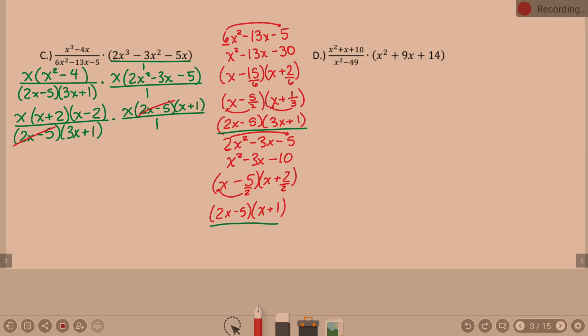What else? Unless we've made a mistake, nothing else cancels, does it? I don't feel like we've made a mistake. Nope, my answer has all those pieces in it. Okay.